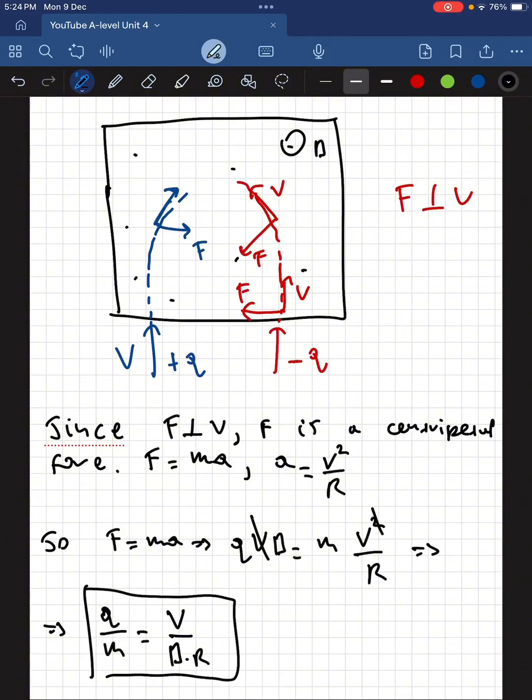Okay. This is a significant result in physics because this was one of the first quantities that were calculated when people were studying electrons. So first they figured out the q over m, charge over mass, for the electron, and then they found the charge and mass individually. Okay.